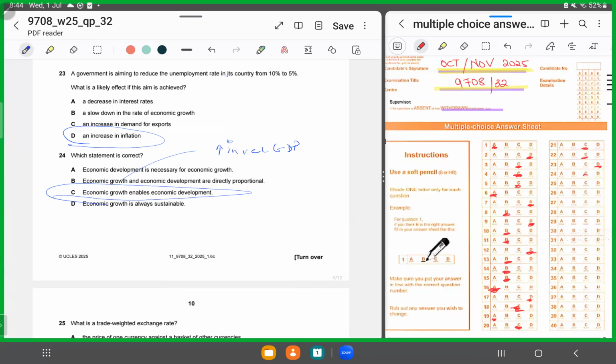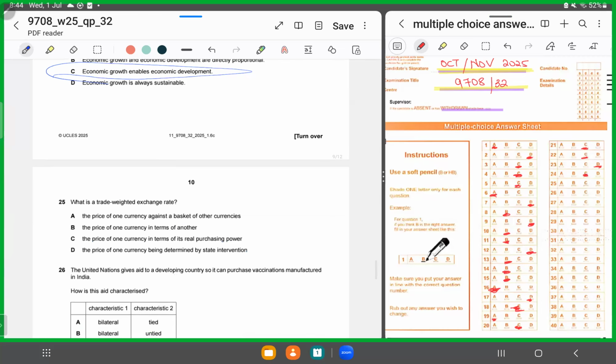Moving forward, MCQ number 25 says, what is a trade weighted exchange rate? Going by the definition, trade weighted exchange rate compares one currency against several currencies. So it gives greater weight to the basket of other currencies, right? So for 25, it's A, the price of one currency against the basket of other currencies.